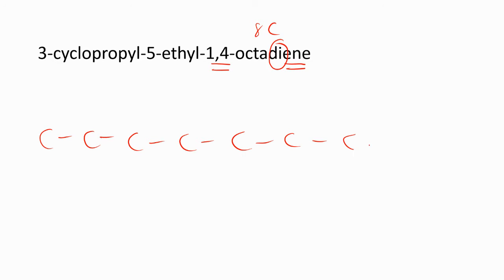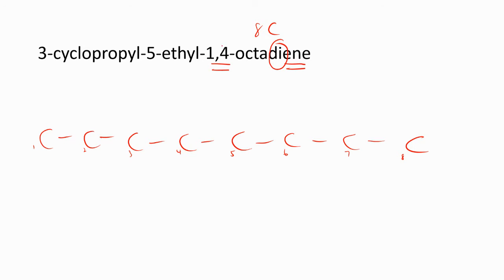Now next one. This is also alkene, but this time it has the word di, which means there are 2 double bonds. Octa means 8 carbon. There's no cis or trans, so just draw 1, 2, 3, 4, 5, 6, 7, 8.